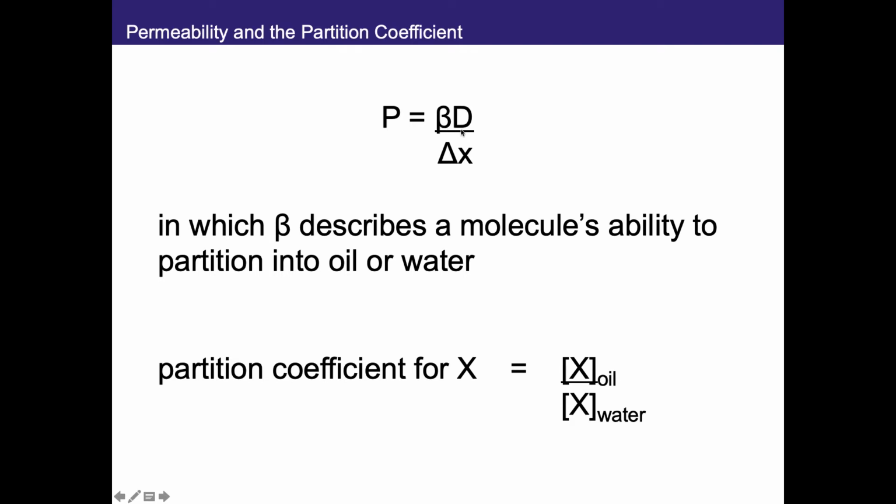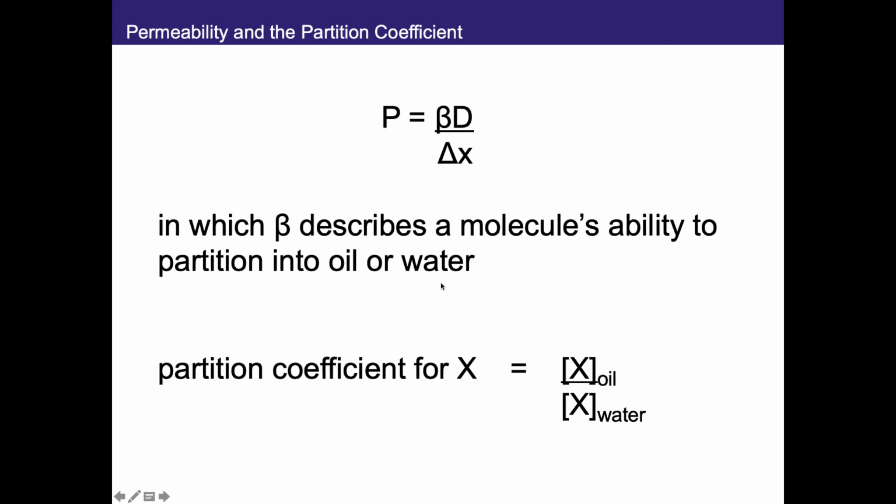D is the diffusion coefficient. You all know that now. D describes the solute and solvent characteristics. So D is describing the solute and the solvent of a solution. Delta X is the membrane thickness. You remember that from Fick's law as well. So permeability is actually equal to the partition coefficient times the diffusion coefficient over the membrane thickness, in which basically the partition coefficient describes a molecule's ability to partition into either oil or water.